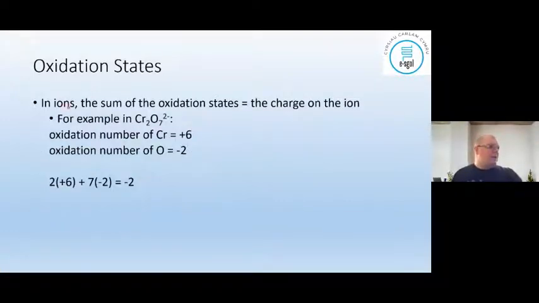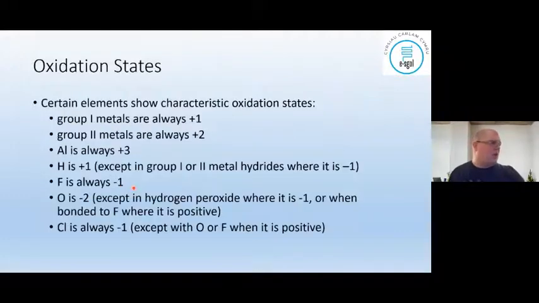In ions, we're talking about complex ions here, the sum of the oxidation states must equal the charge on the ion. So I've got dichromate here. Chromium has an oxidation state of +6, oxygen has an oxidation state of -2, and so we take 2 times 6, which is +12, add that to 7 times -2, which is -14, and we end up with an overall oxidation state of -2, which matches the charge.